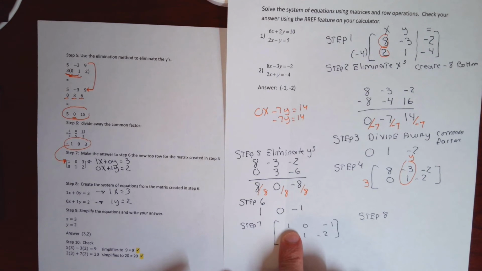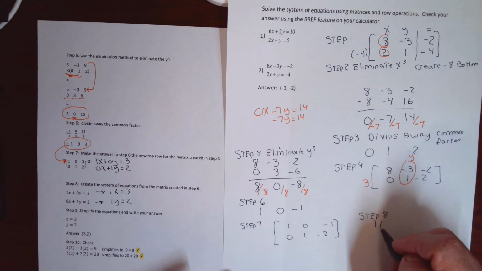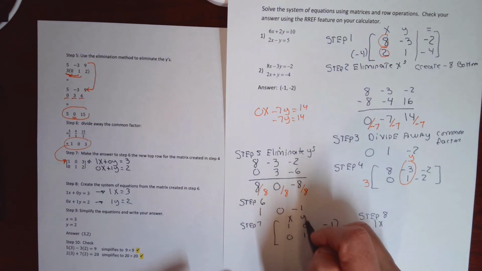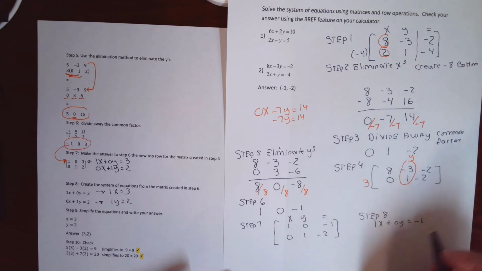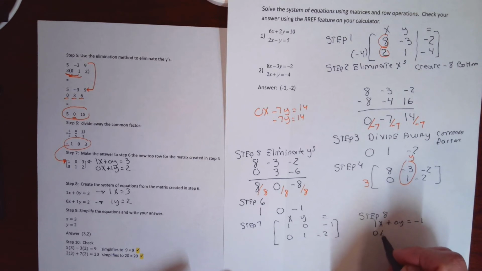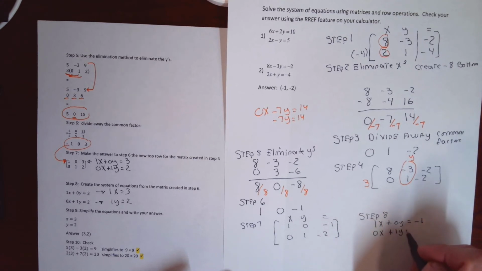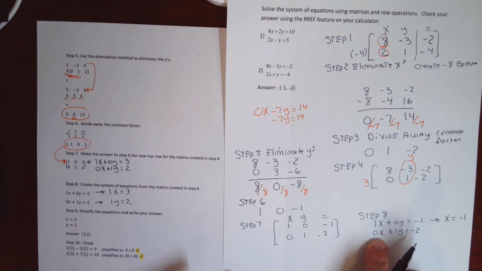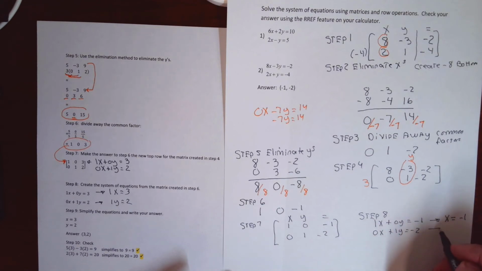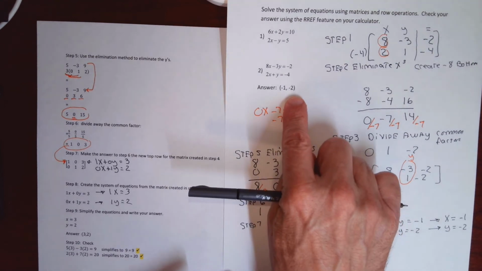This step 8 says create the equations implied by the top row and the bottom row. The top row means 1x, because this is the x column, plus 0y equals -1. The bottom row as an equation is 0x plus 1y equals -2. I don't need the coefficient of 1 in front of the x, and the 0y cancels out to be 0. I don't need the coefficient, the 0x is 0, I don't need the coefficient of the y in the second equation. And there's my x equal to -1, y equal to -2.